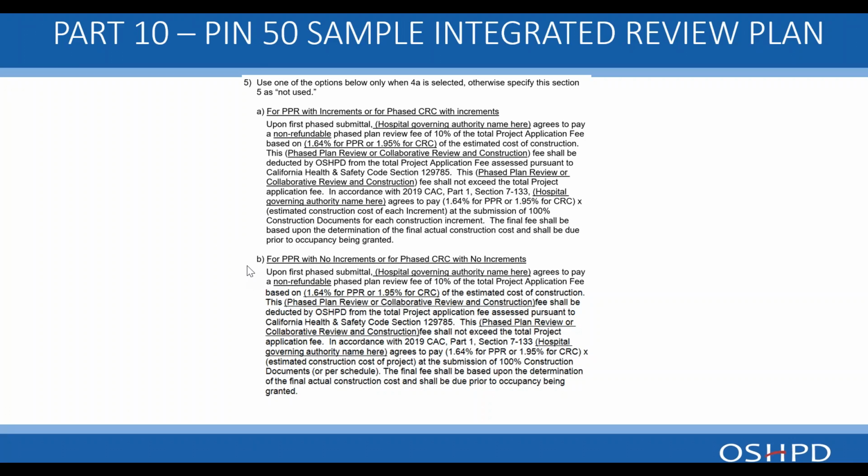For PPR with no increments or phased CRC with no increments, basically there is the 10% fee, and at the submission of the 100% CD documents, or depending on how the review is broken down, we may require a schedule so that we ensure if there's a lot of phases prior to 100% CD, we may require a schedule so we ensure we get paid for the reviews that we're doing.